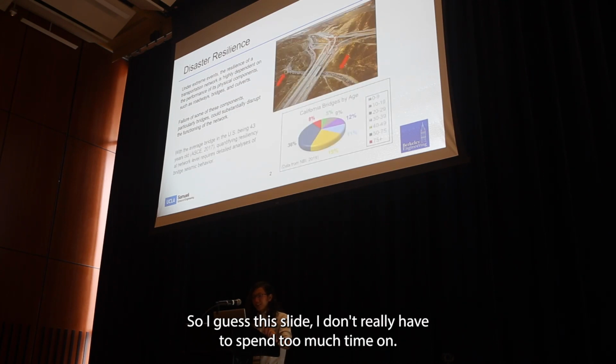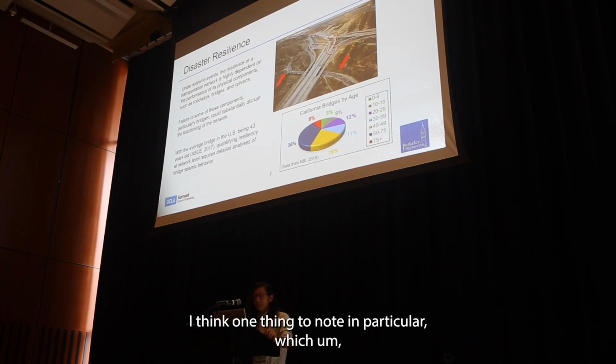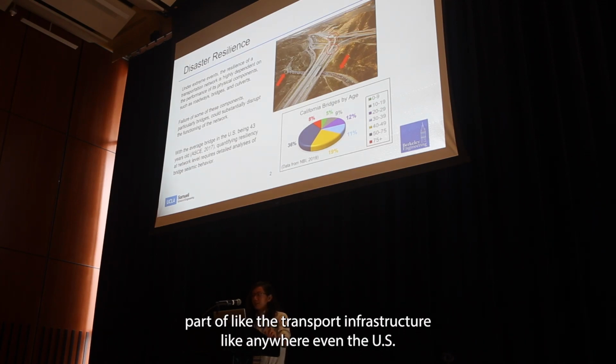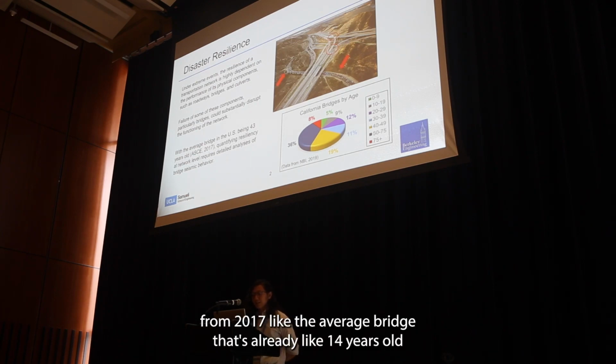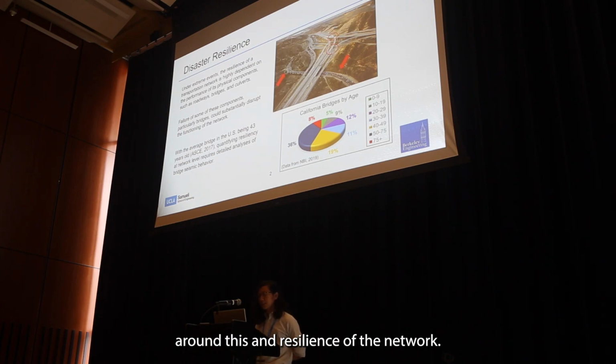I don't really have to spend too much time on this slide. I feel like we all know the importance of resilience. One thing to note in particular is that bridges are an important part of the transport infrastructure anywhere, even the US. One small fact is that in the US, as of 2017, the average bridge is already 43 years old. So it does call for work around this and the resilience of the network.